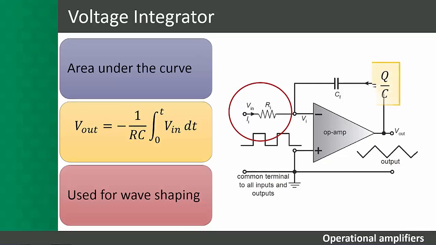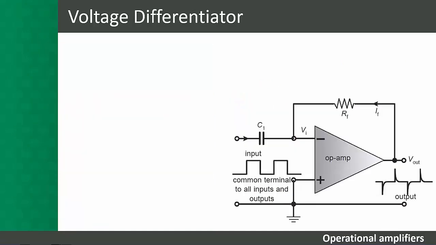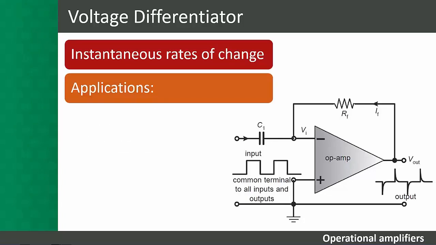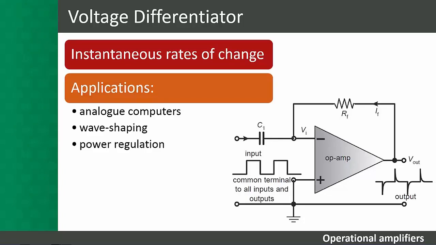The voltage over the capacitor is the capacitance divided by the charge. The voltage differentiator. Differentiation is the process of finding instantaneous rates of change. This is done by finding the gradient of a line tangent to a point of interest on a graph. Differentiators are used in analog computers, wave shaping, and power regulation.